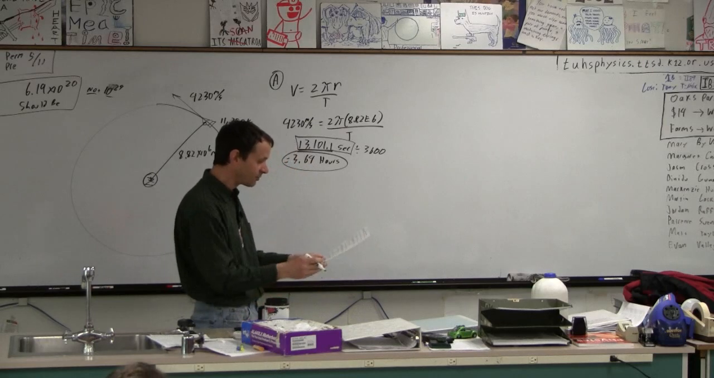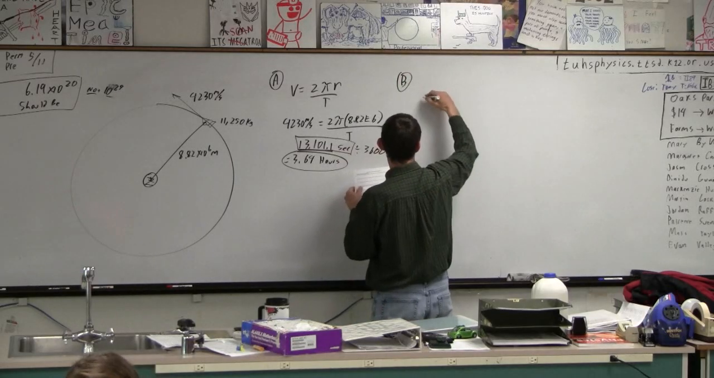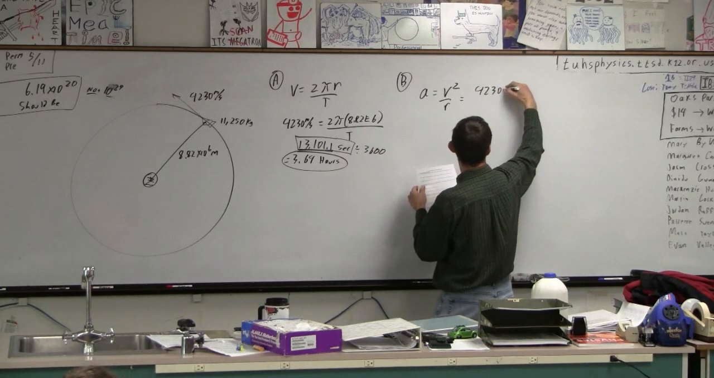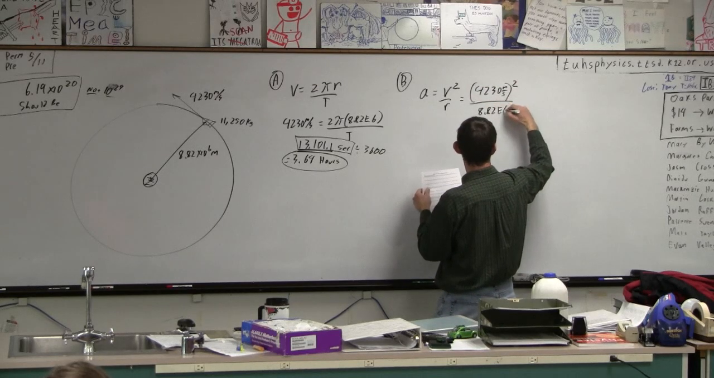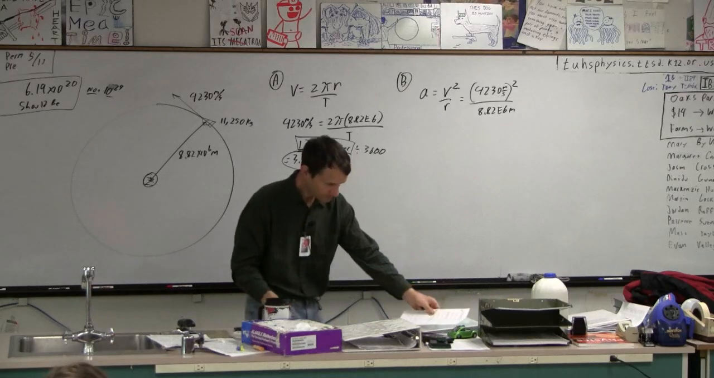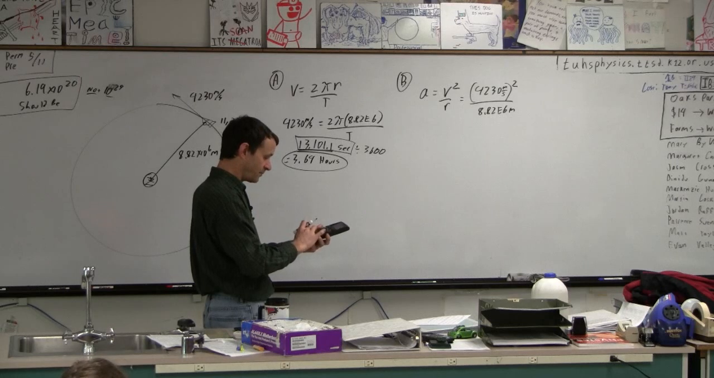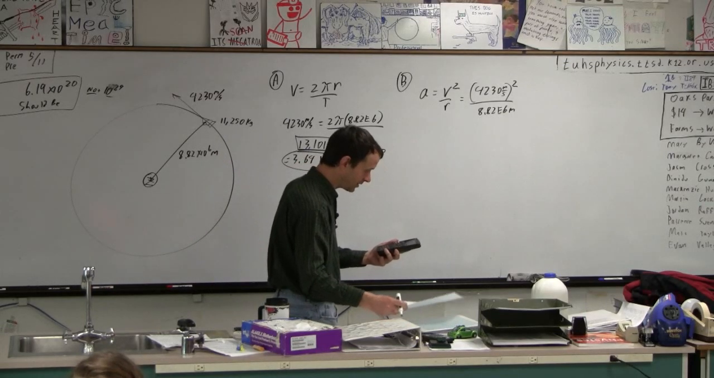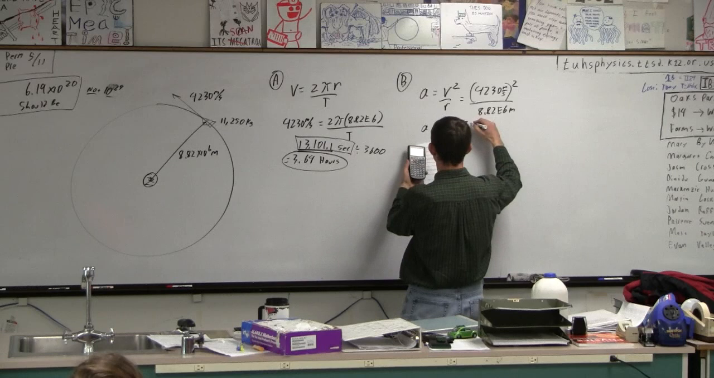The second one says, what's the centripetal acceleration of his ship? For B, I'm going to choose the easiest thing. I'm going to use A as V squared over R. Right? So it's 4230 meters per second, squared, divided by 8.82 E6 meters. So 4230 squared divided by 8.82 E6. And this is 2.028. Okay, good enough. 2.02867.